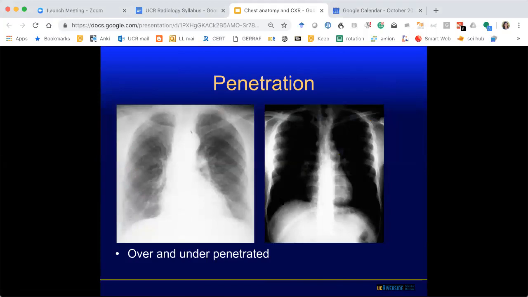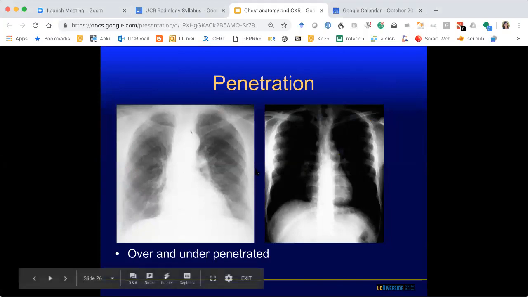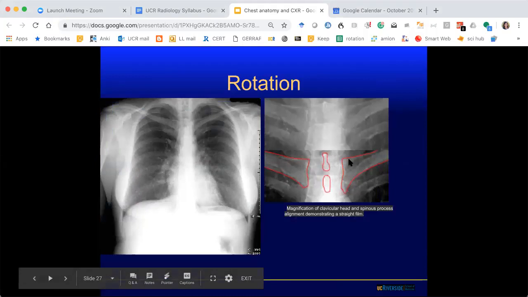Penetration is less of an issue now because we're in the digital world and we can window and level images, but here you have over and under penetration, so you don't see the image boundaries as well, so you're more likely to miss things.